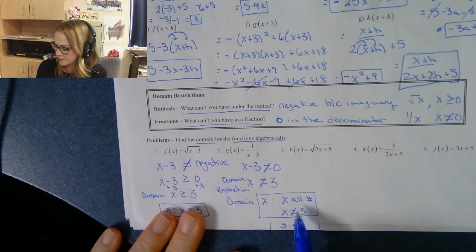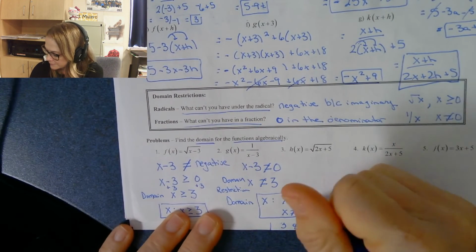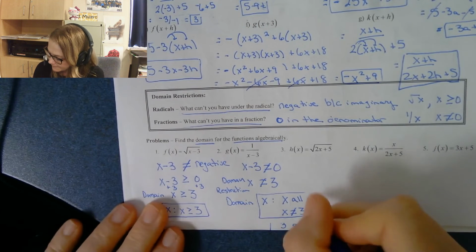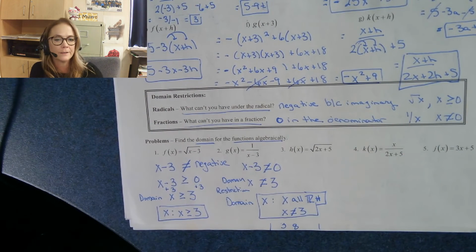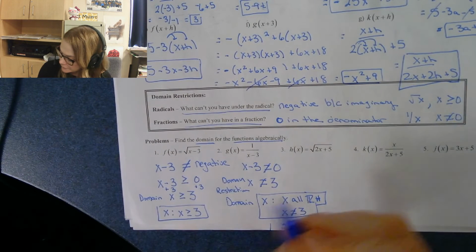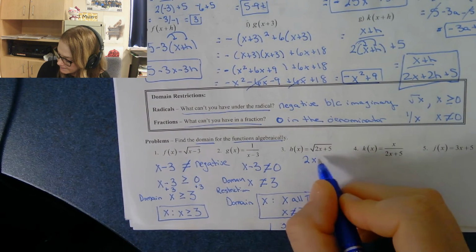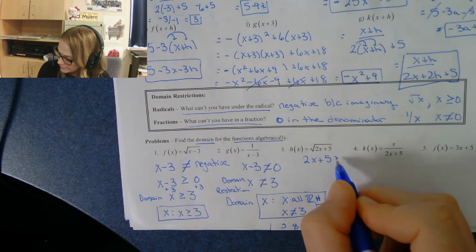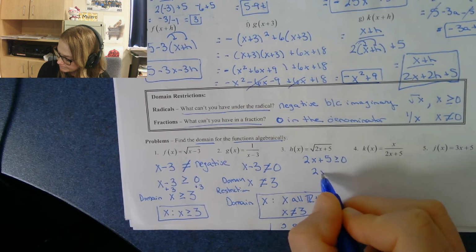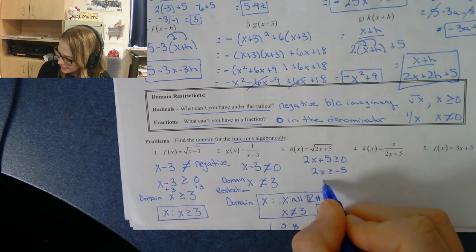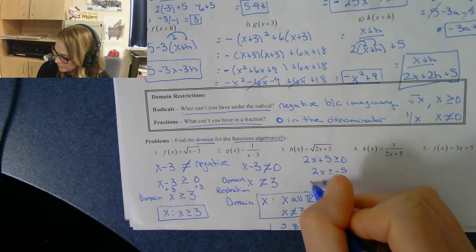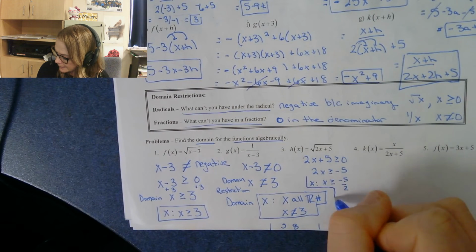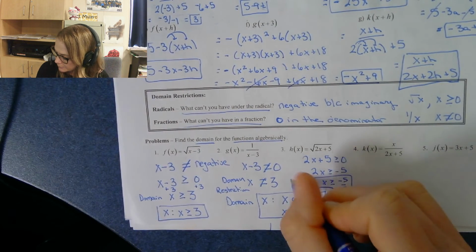So just say x is all real numbers, x can't be 3. All right, this next one, under the radical, I need it to be greater than or equal to 0. So x needs to be greater than or equal to negative 5 over 2. Put an x colon in front, and there is your domain.